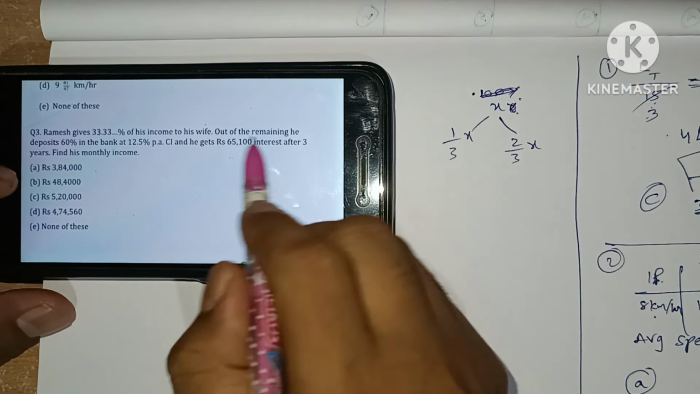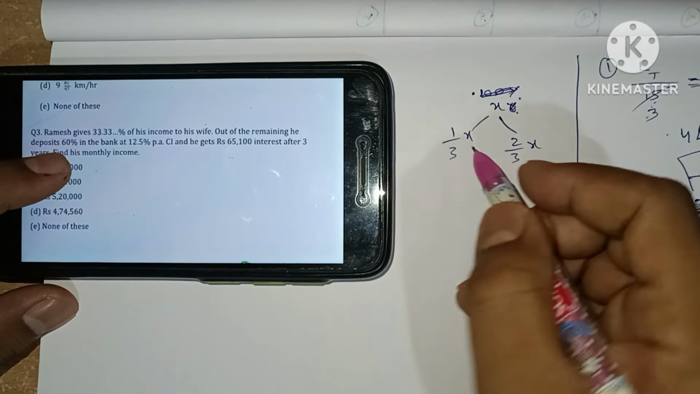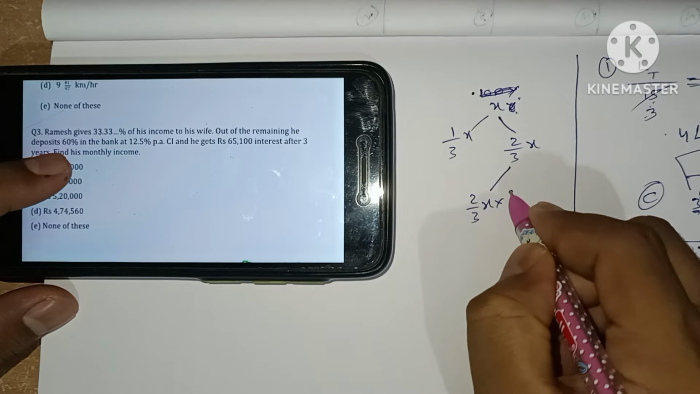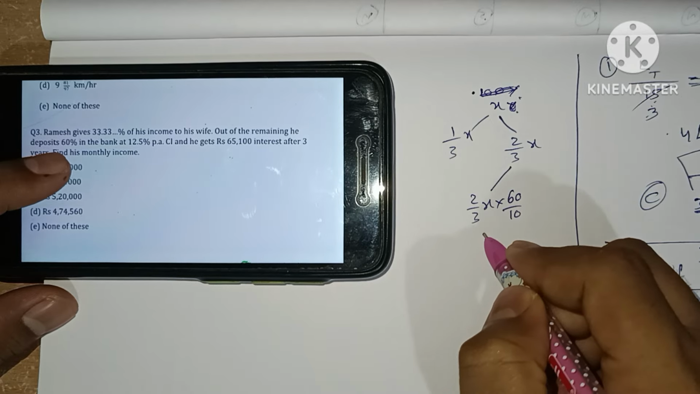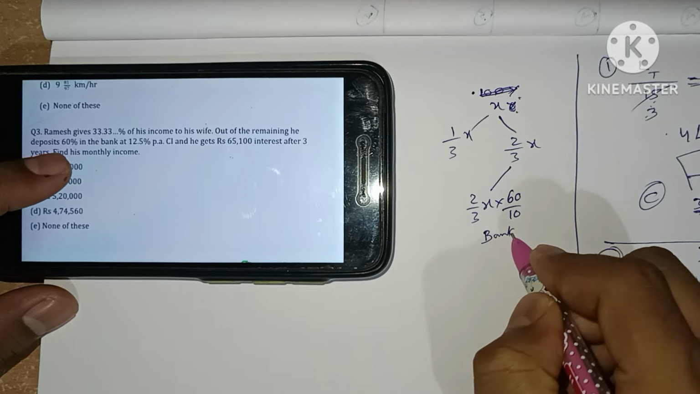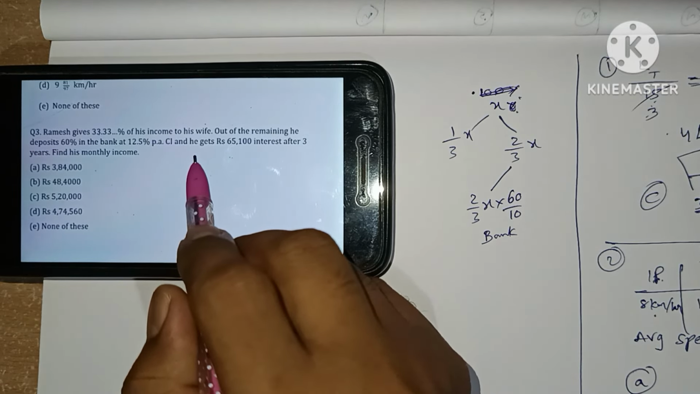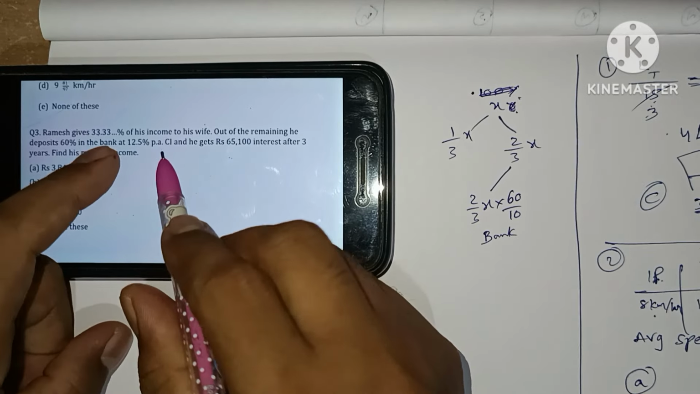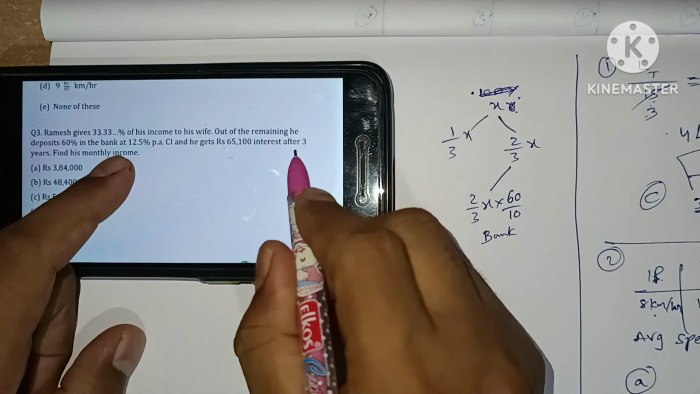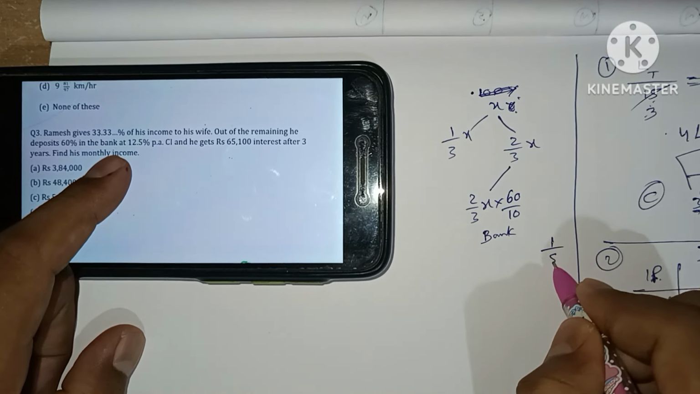Out of the remaining he deposits 60 percentage in the bank. This 60 percentage is deposited in the bank at compound interest at a rate of 12.5 percentage for 3 years. So 12.5 percentage is nothing but 1 by 8.